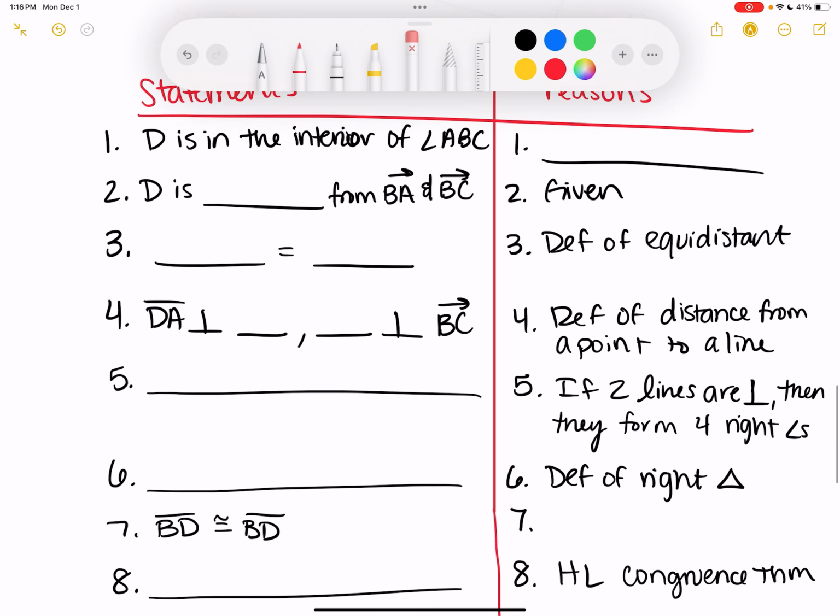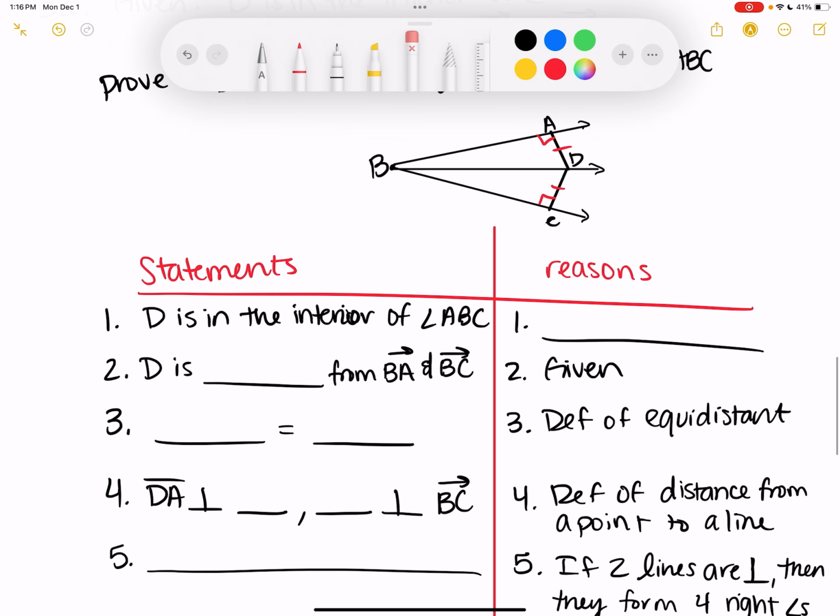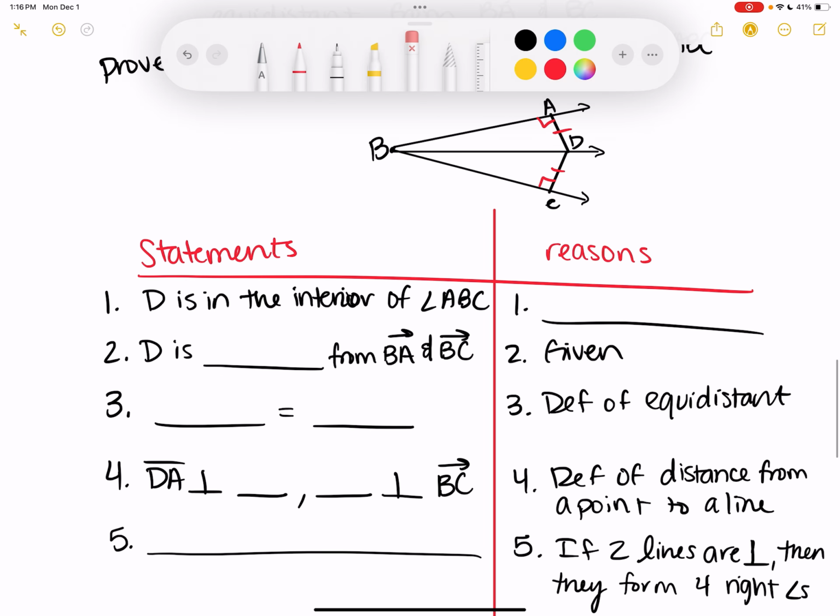All right, we're going to start filling it in because we should be pretty much done. We had our given information up in the problem. We're trying to prove that D lies on the angle bisector of angle ABC. We had our picture given to us there. So D is in the interior of angle ABC. What is the reason for that? Given.